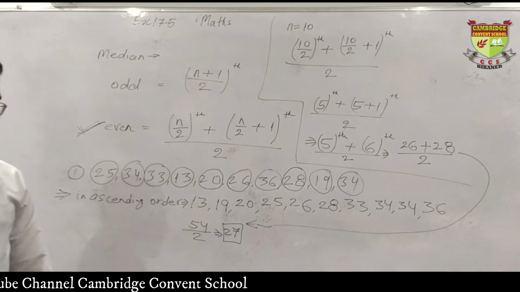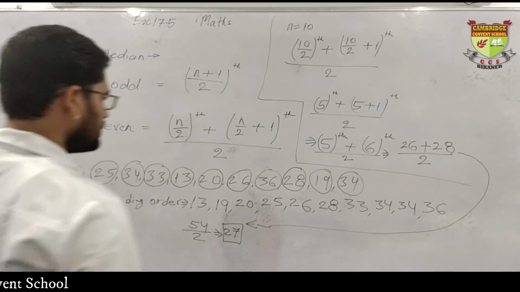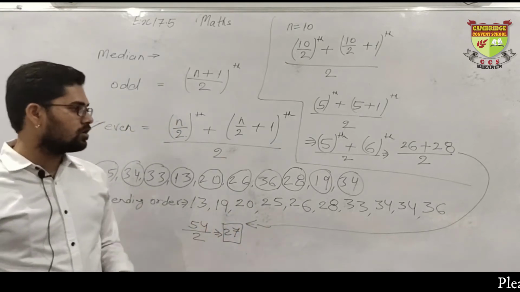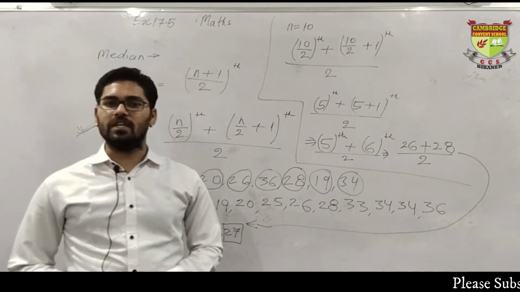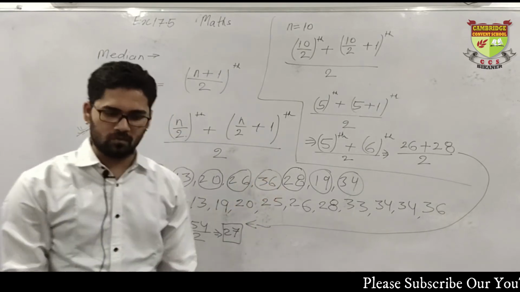I hope it is clear to you. You can note it in the proper sequence. So 27 is your median. In this way you will solve the median of an even number of observations. Okay, now we are doing question number 2.